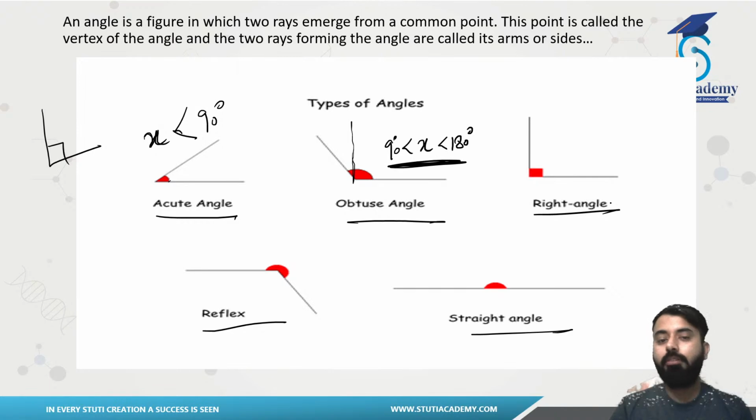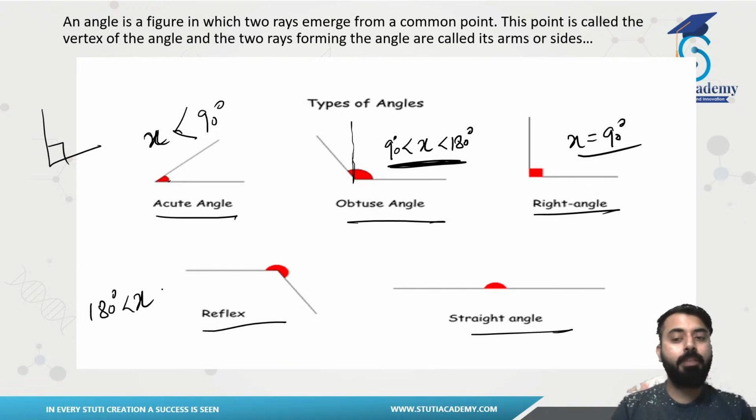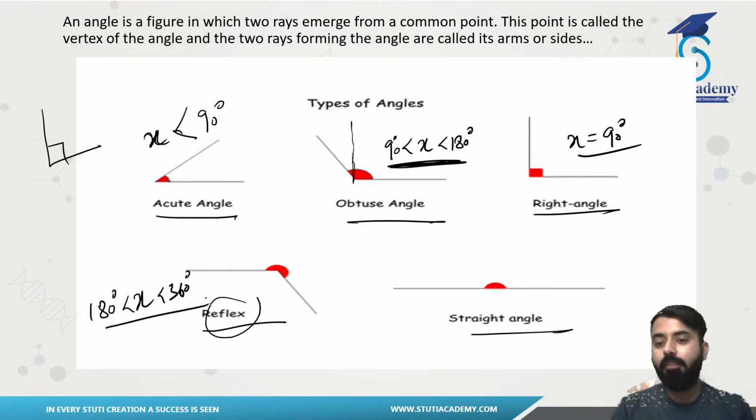Now for the case of right angle, an angle x will be a right angle if it is exactly 90 degrees. Now reflex, an angle x will be reflex if it is more than 180 degrees, but it is less than 360. That is the limit for a reflex angle.